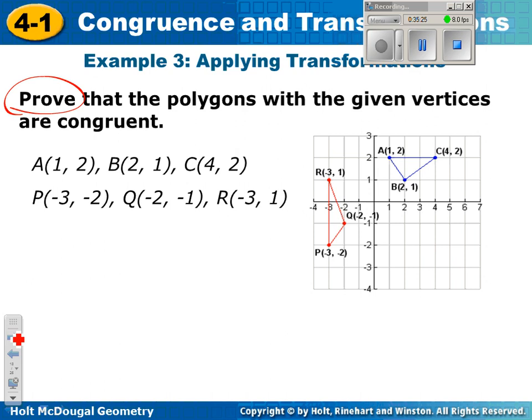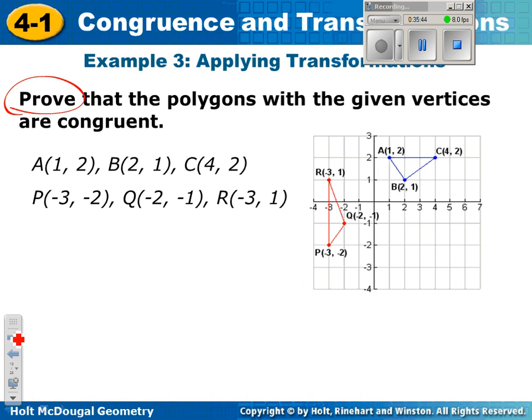It may not be just one reflection. It may be a reflection and a translation. So you may have to reflect it and then slide it. Or you may have to rotate it and then reflect it. They get a little more complicated. Look at this one, though. Are these two congruent?